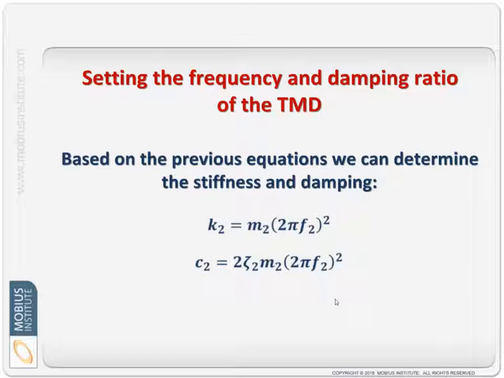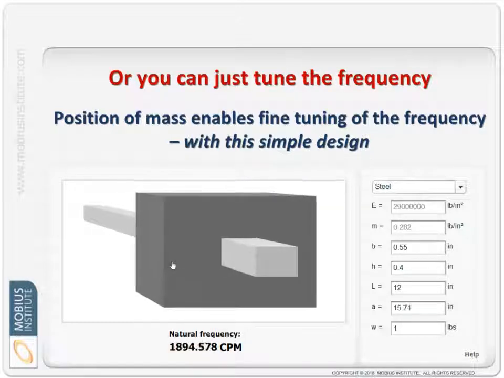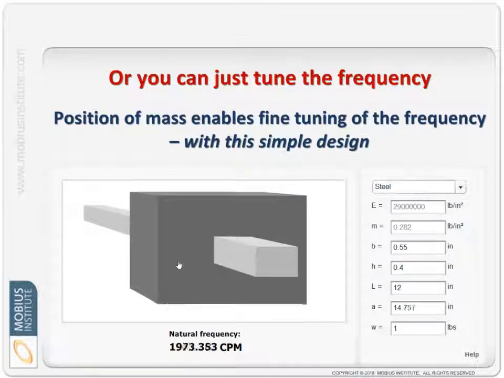And from that we can also work out the stiffness and damping of the system. Ultimately, with a lot of our applications, we're going to create something like this, and you'll see a picture of it later. In fact, you've already seen one. A bar with a mass, and that mass can actually slide along. And as you can see down here, the natural frequency of this system varies according to where I've got the mass.